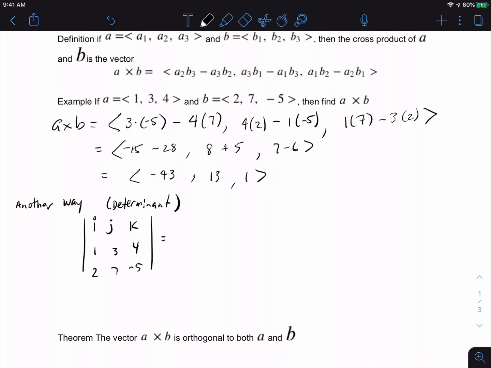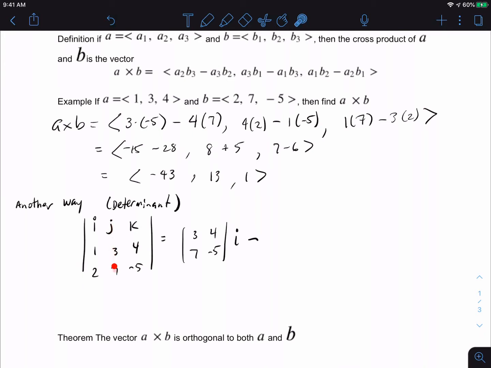So I don't know if you remember this, but the first minor matrix is going to be created by these 4 numbers. So I'm going to have i, which eliminates this row and this column. And so what's going to end up happening is I'm going to get 3, 4, 7, negative 5, and then i. And then it alternates signs, so it's positive, negative, positive.